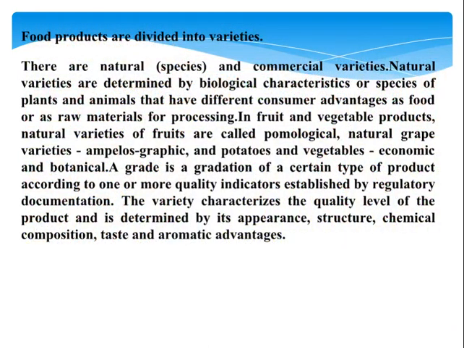Food products are divided into varieties. There are natural, species, and commercial varieties. Natural varieties are determined by biological characteristics or species of plants and animals that have different consumer advantages as food or as raw materials for processing. In fruit and vegetable products, natural varieties of fruits are called pomological, natural grape varieties, ampelographic, and potatoes and vegetables, economic and botanical.